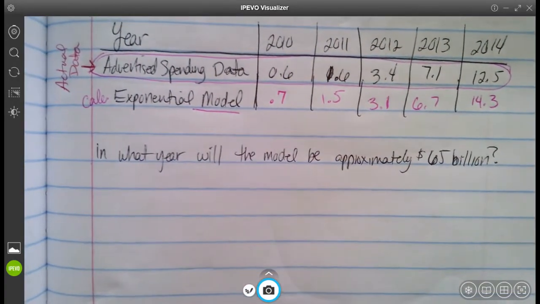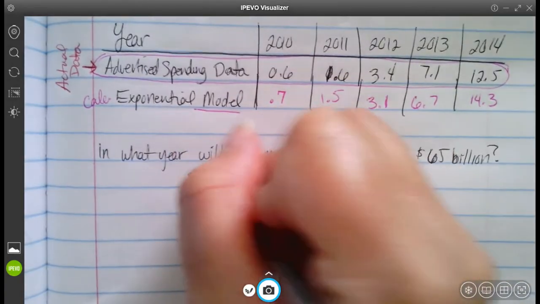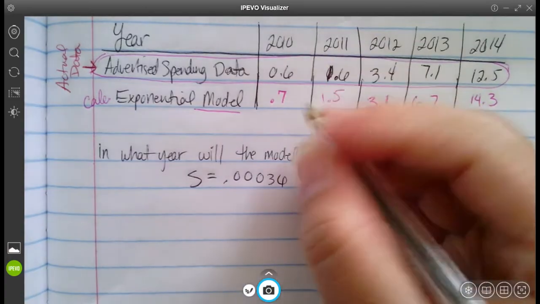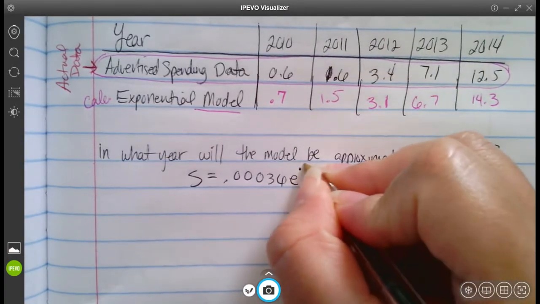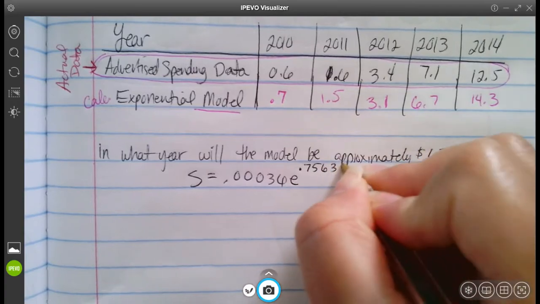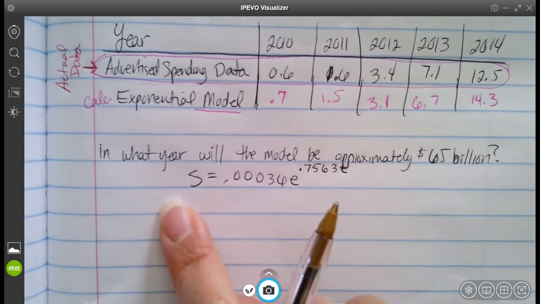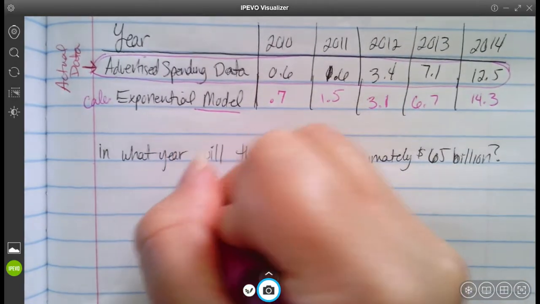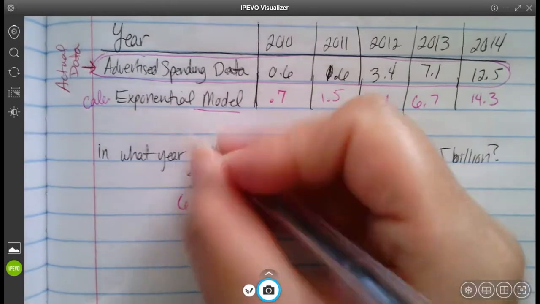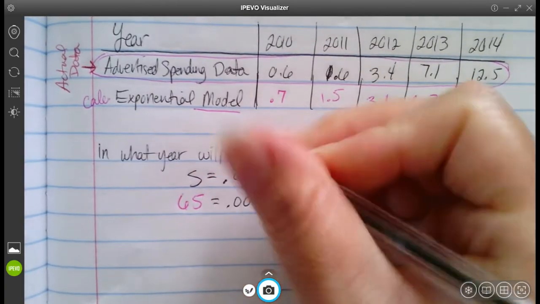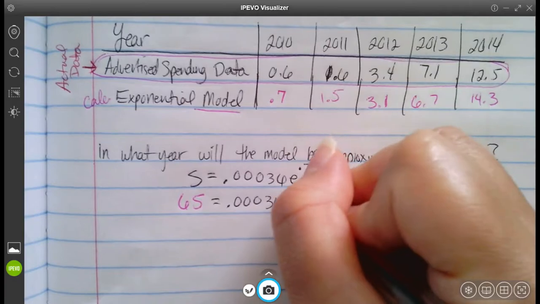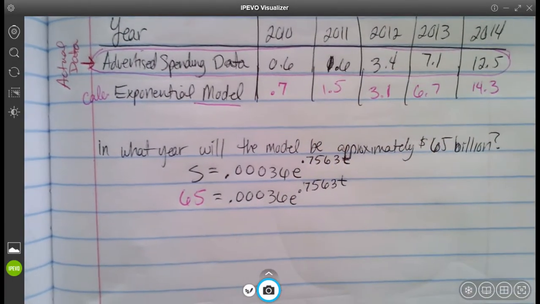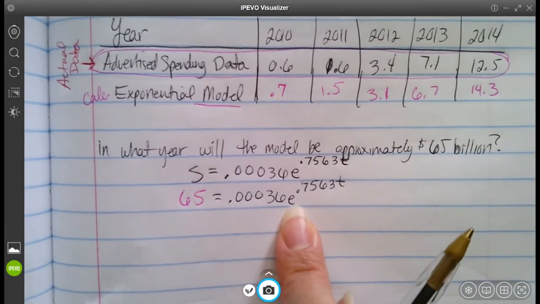Okay, so I'm going to go ahead and take my model and go ahead and rewrite it. S equals 0.00036 e to the power of 0.7563 t. You want to make sure you copy everything exactly because it's super easy to make mistakes. And we're just going to plug in that 65. So 65 goes here now instead of my s. So basically we're just solving. And there is a lot of that in this subunit, just so we can get the idea of how to solve using these e's and these bases and all that.